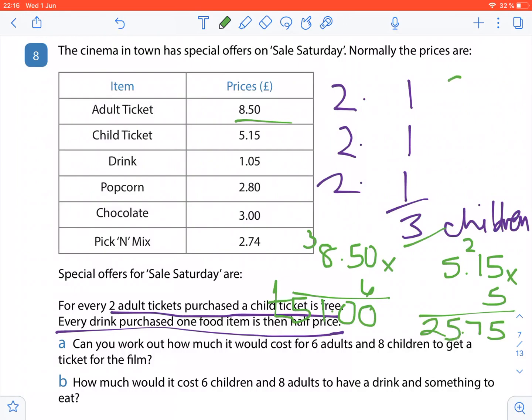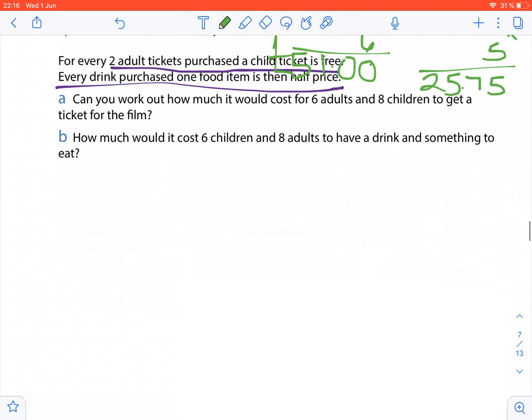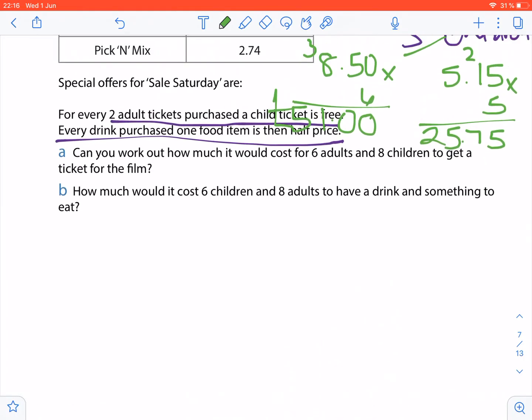And then finally, I add the £51 and the £25.75 to get that in total we are going to spend £76.75. It's a lot of money. So £76.75 for 6 adults and 8 children.